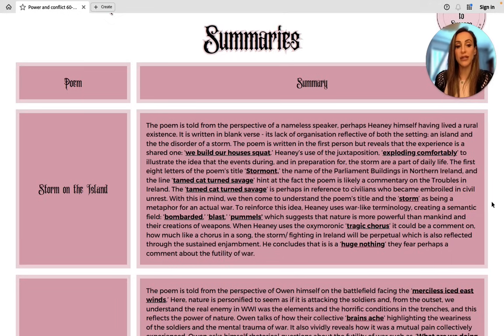The poem is written in the first person, but reveals that the experience is a shared one when he says, "We build our houses squat." Heaney's use of juxtaposition, exploding comfortably, illustrates the idea that the events during and in preparation for the storm are part of daily life.